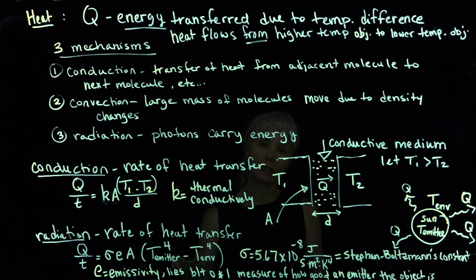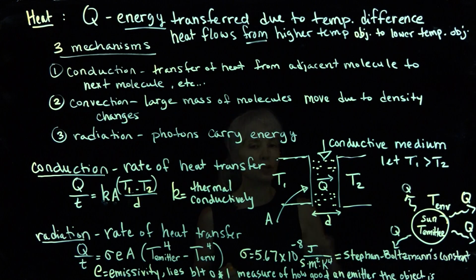These temperatures need to be in units of Kelvin, and you can see that by the units for Stefan Boltzmann's constant. You have Kelvin to the fourth power in the denominator. Rate of heat flow is going to be joules per second, so we're going to need to cancel that Kelvin to the fourth power that is in Stefan Boltzmann's constant. So these temperatures need to be in units of Kelvin.